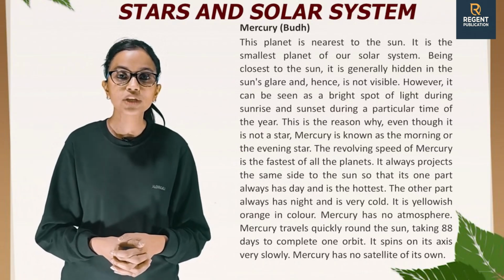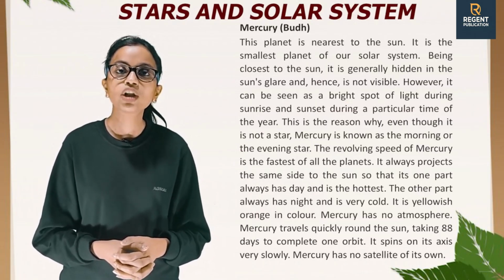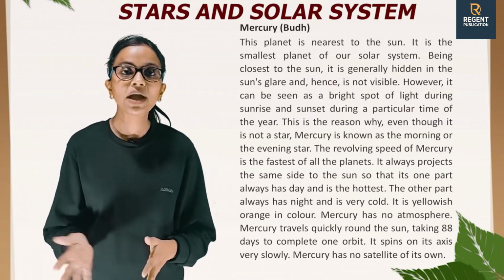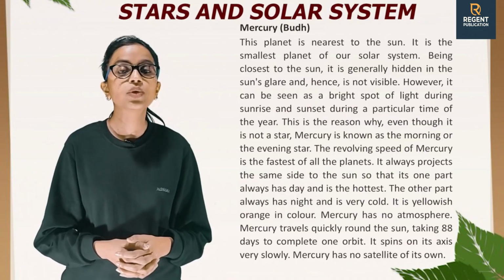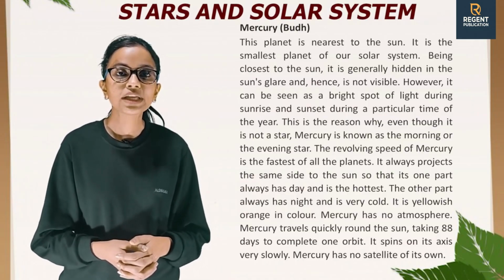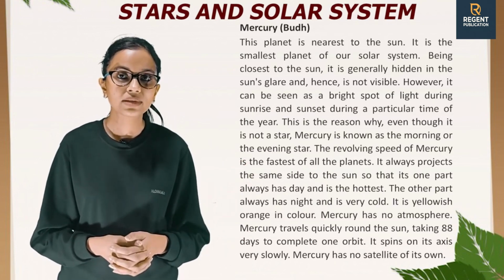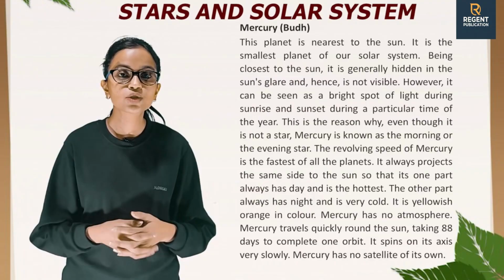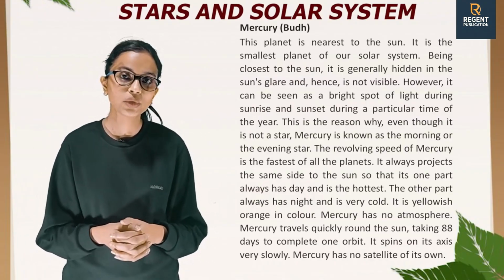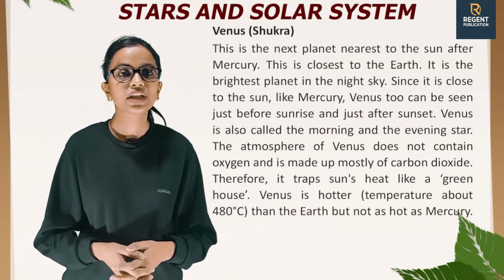It always projects the same side to the Sun so that its one part always has day and is the hottest. The other part always has night and is very cold. It is yellowish orange in color. Mercury has no atmosphere. Mercury travels quickly round the Sun, taking 88 days to complete one orbit. It spins on its axis very slowly. Mercury has no satellites of its own.